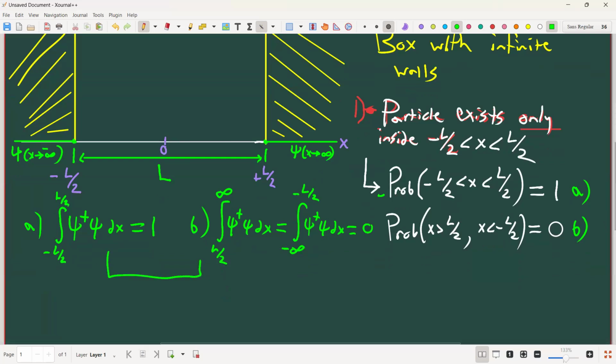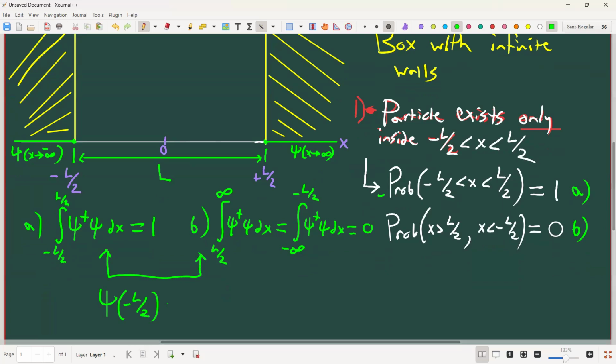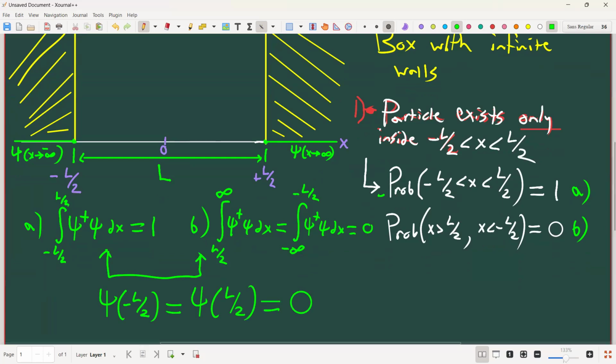So putting these two together gives us that psi at minus L over 2 is equal to psi at L over 2, which is equal to 0. Whatever our wave function is, it has to go to 0, and anything in between has to integrate to a finite value. So this wave function can't just go off to infinity. It has to start at 0 and go up.